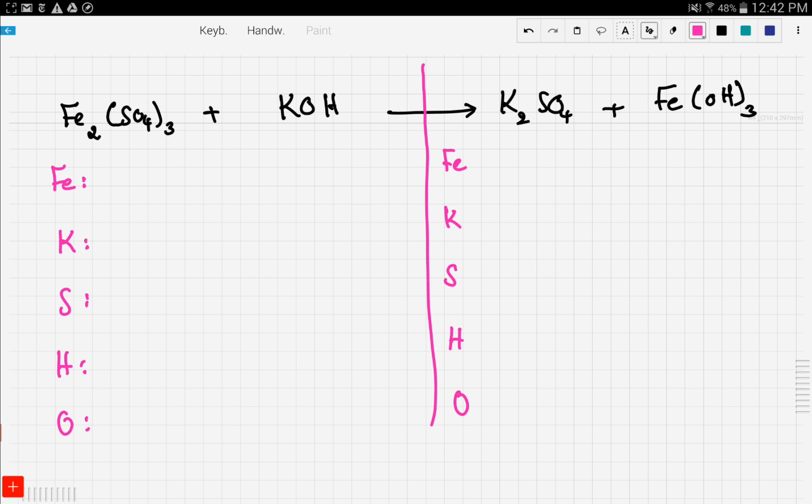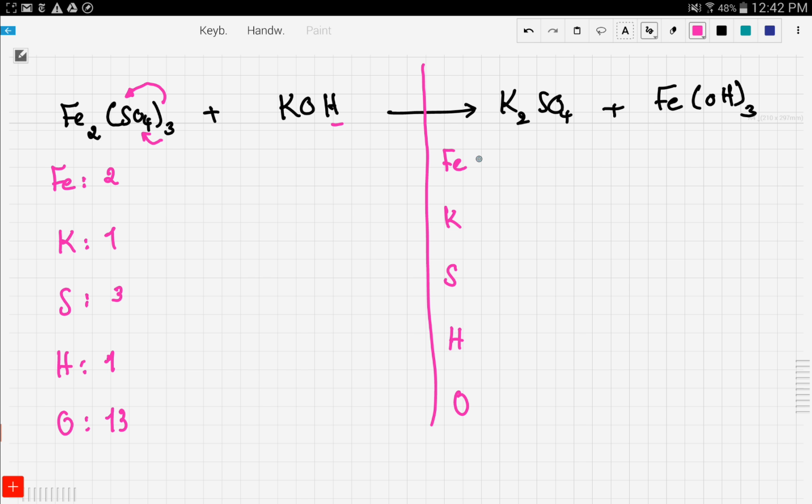Now here we have 2 iron, we have 1 potassium, we have 1 sulfur, and you see, not 1 sulfur, sorry, that's a mistake. You see, this is often a mistake that students make. Here the 3 is distributed inside the bracket, so you have 3 sulfur, and here 1 hydrogen, and finally 12 oxygens plus 1 there, so 13 oxygens.